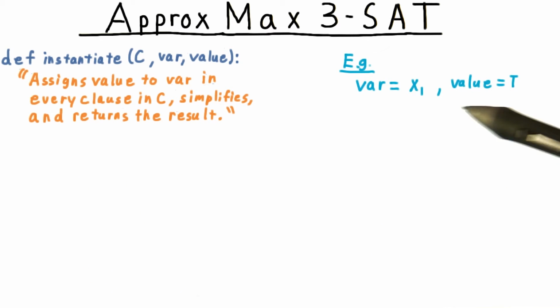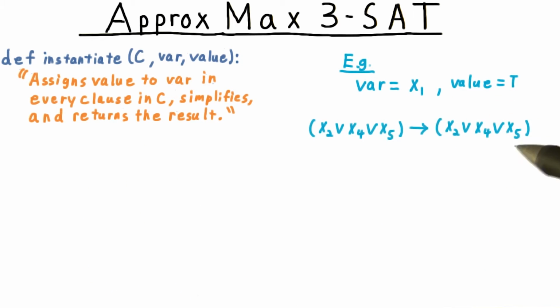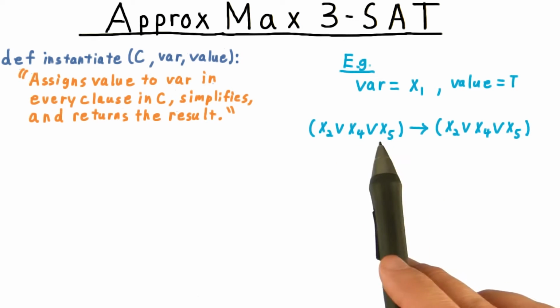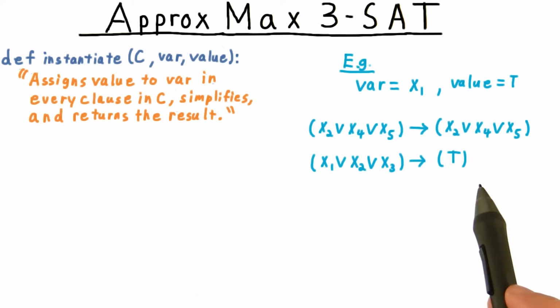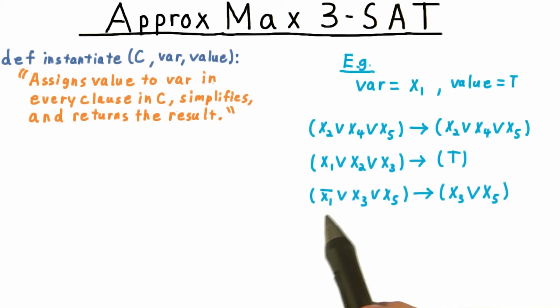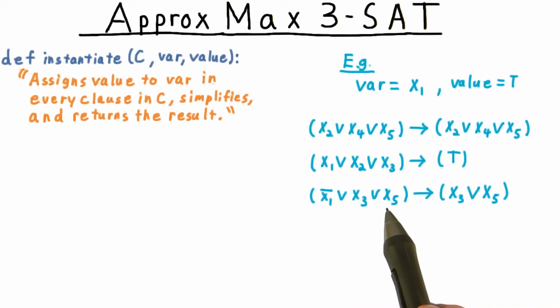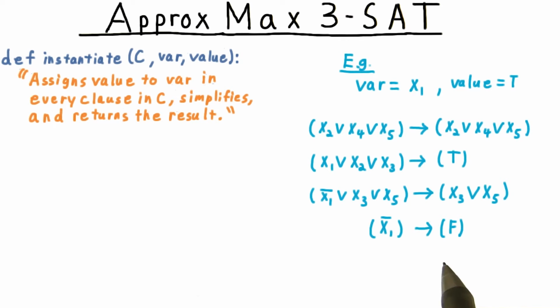Let's say that we want to set a variable x1 to true. Then any clauses not involving x1 are simply left alone. And if a clause has an x1 in it, then it gets set to true. If a clause has a not x1 in it, then we just eliminate that literal from the clause. If not x1 is the only literal in a clause, then we just set the clause to false.